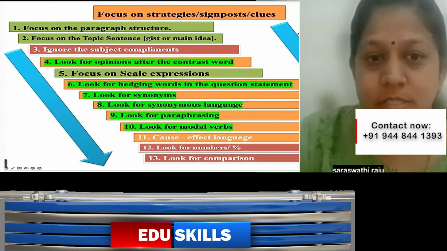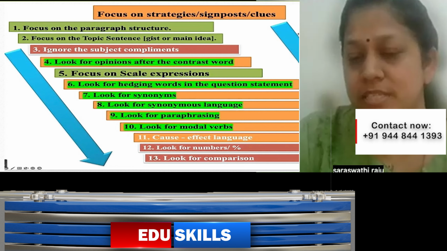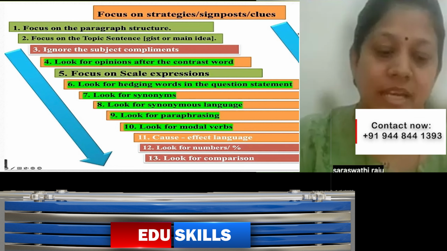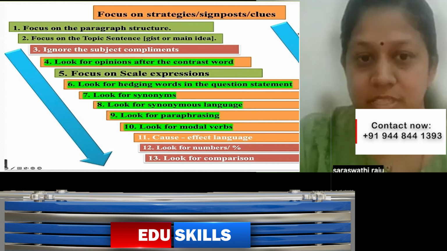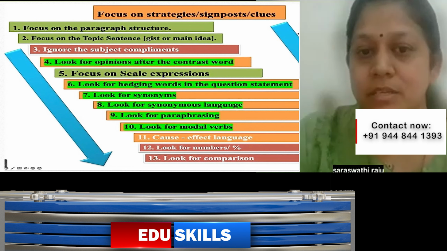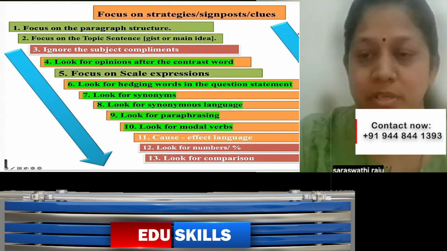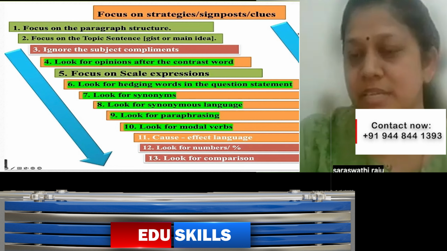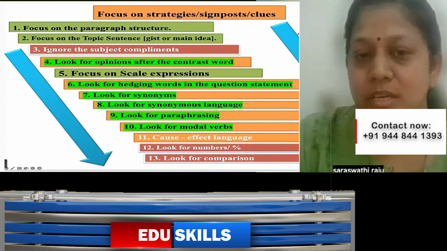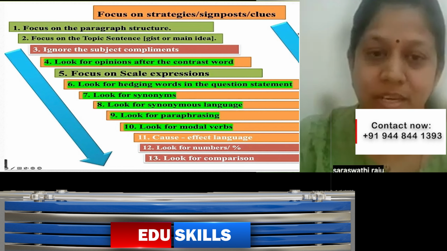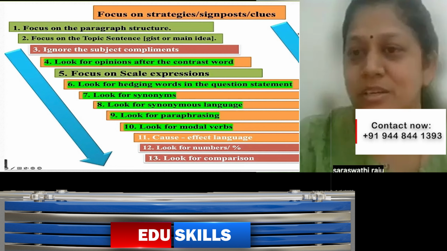The sixth one is look for the hedging words in the question statement. We will see that when we are looking at the text. The seventh one is look for synonyms and synonym language. We have to keep a notebook for that. Of course, we have a lot of papers, and in them there is a lot of synonym language. Keep it in the notebook and it is better to read it daily. I am not asking you to memorize it, but read daily and it will stay in your mind.